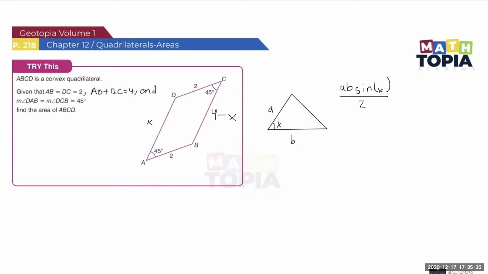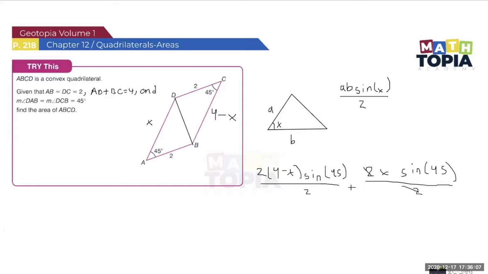Right? So what I'm going to do is use this on this triangle, DCB, first, and I get 2 times 4 minus X times sine of 45 over 2. And then for the other triangle, DBA, we have 2 times X times the sine of 45 over 2. So we can cancel out the 2's, and using the distributive property, we get 4 times sine of 45 is the area. Sine of 45 is root 2 over 2, which means that the total area is 2 root 2.